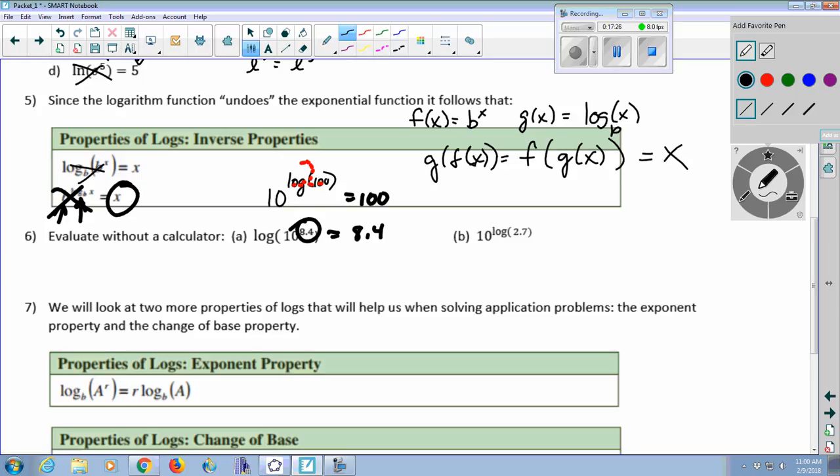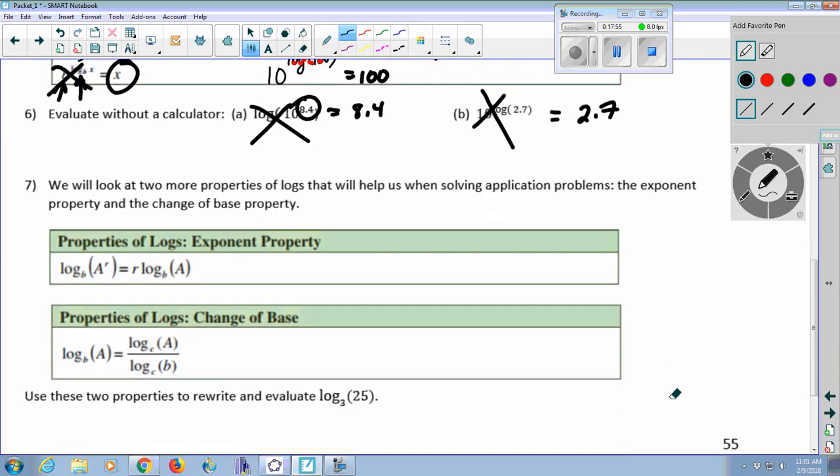Now you've got 10 raised to its inverse function, log base 10. These undo each other, and your answer is 2.7, just like these undid each other. So you just have to recognize these things. You can work them out, but it's much easier to recognize when you're putting a log function and an exponential function together. And you can just create your own in practice. I know I'm being silly, but you could just do a couple of those.